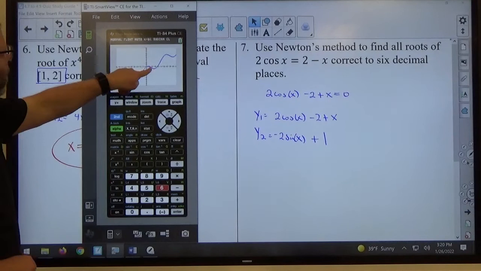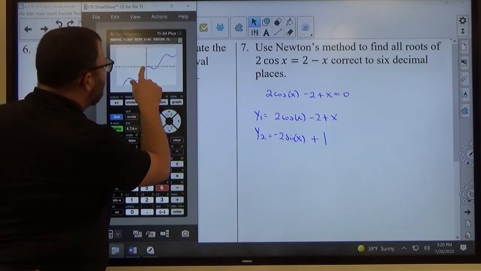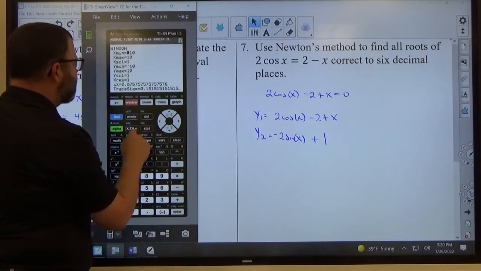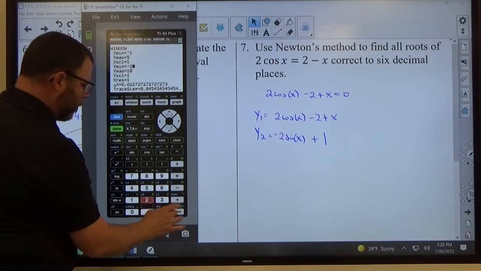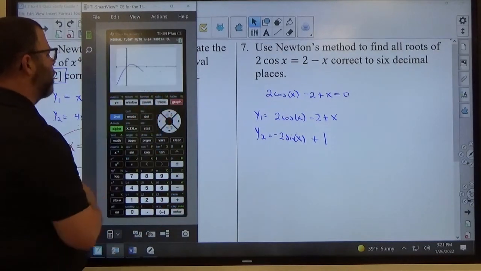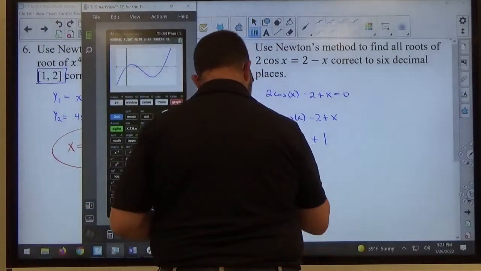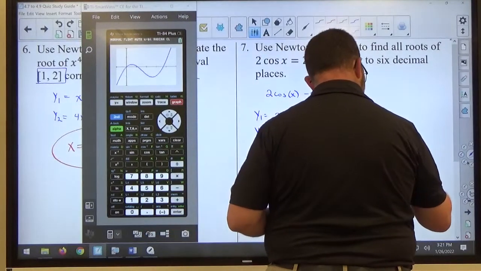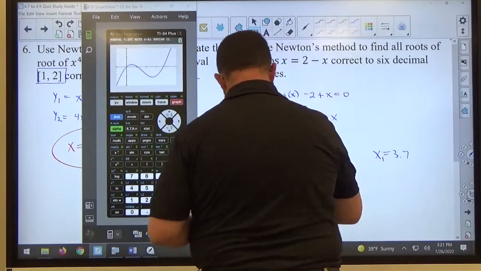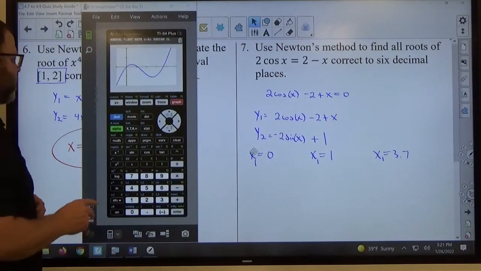Looks like you got a couple answers there and one more over here. Can't really tell very closely. So I'm going to go from negative 1 to 5 on the x-axis, since all the answers seem to be within those numbers. And I'm going to go negative 2 to 2 on the y-axis just to shrink it up and get a better look. So it looks like 0, 1, and about 3.7. Those will be my 3 guesses. And I want correct answers to 6 decimal places if rounding is necessary.